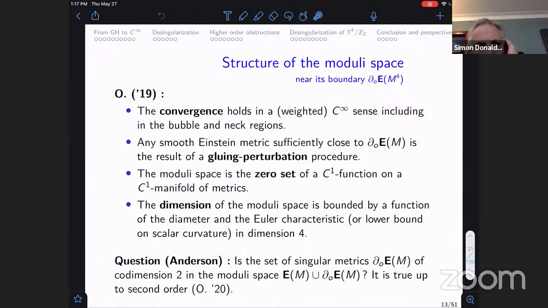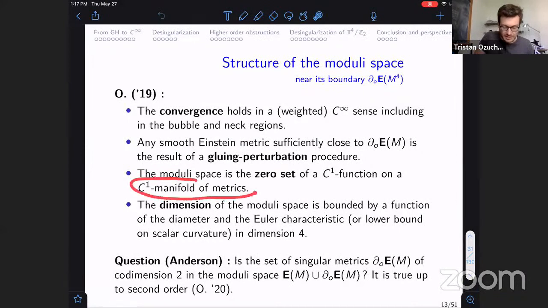When you say the moduli space is the zero set of a C1 function, is that an R-valued function or a vector-valued function? It's a vector-valued function. So yeah, you have a manifold of, say, dimension D, and you're going into another space of dimension D.